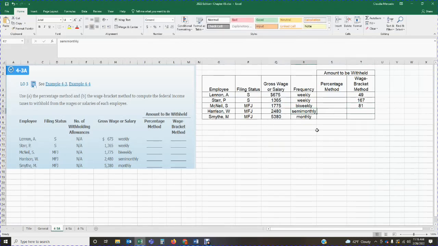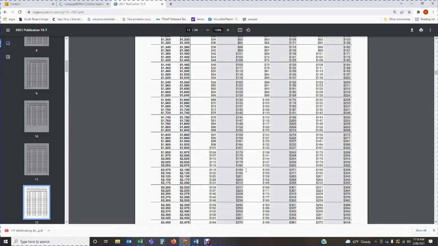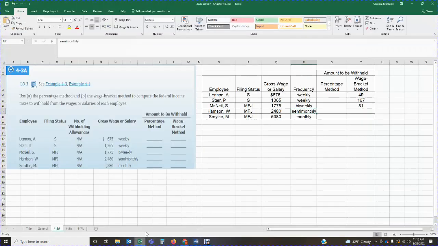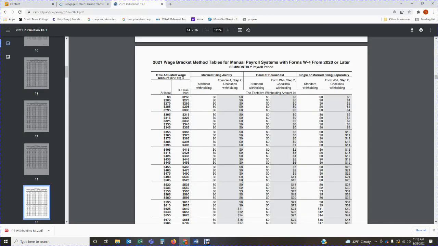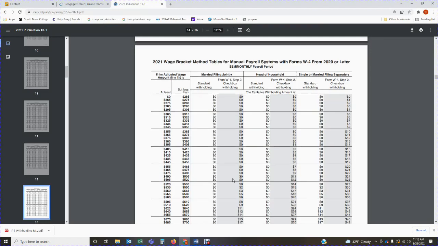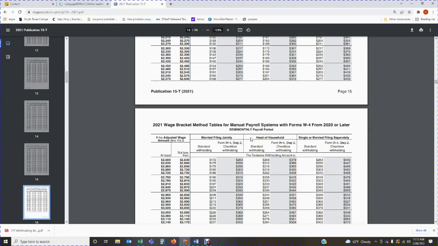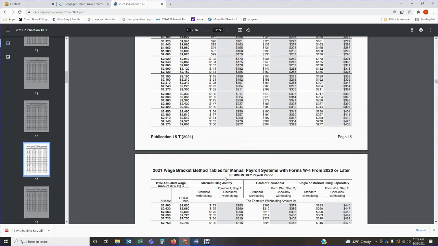The next table we are using is the semi-monthly table. So now we're going to skip biweekly. Now we're at semi-monthly, married filing joint, and Harrison makes $24.80. Let's look at $24.80. We're going to keep on scrolling. Make sure that you are in the semi-monthly tables, students. Remember, we have $24.80 here. That is less than $24.80, so we're going to go to the next tier.